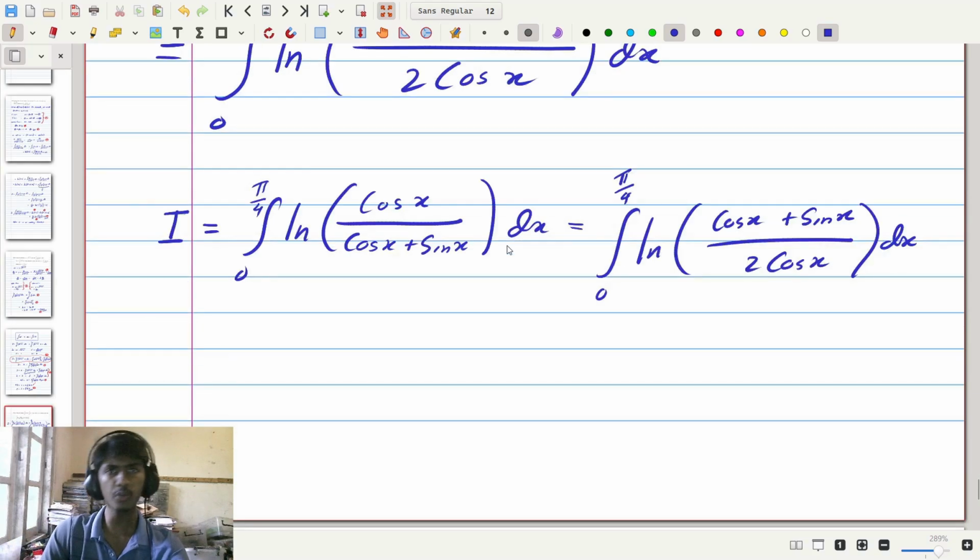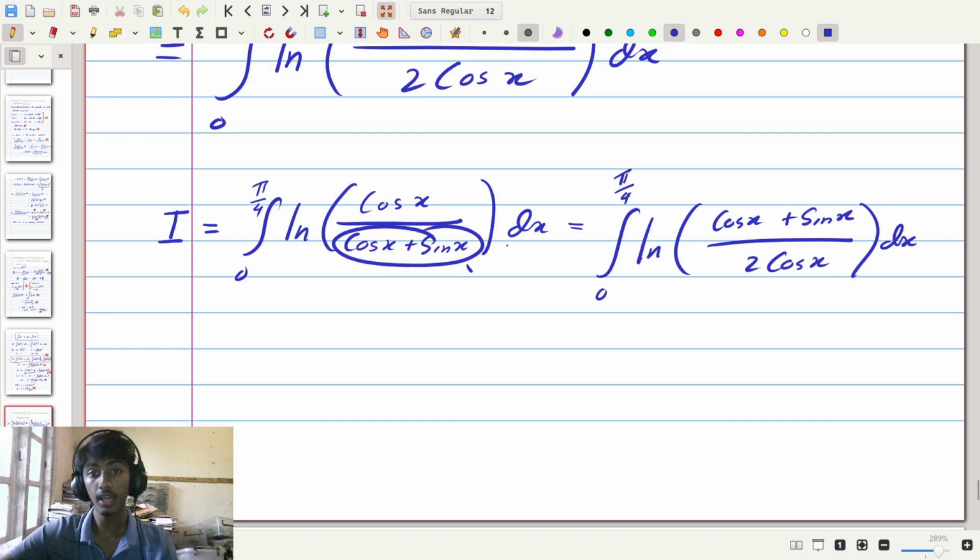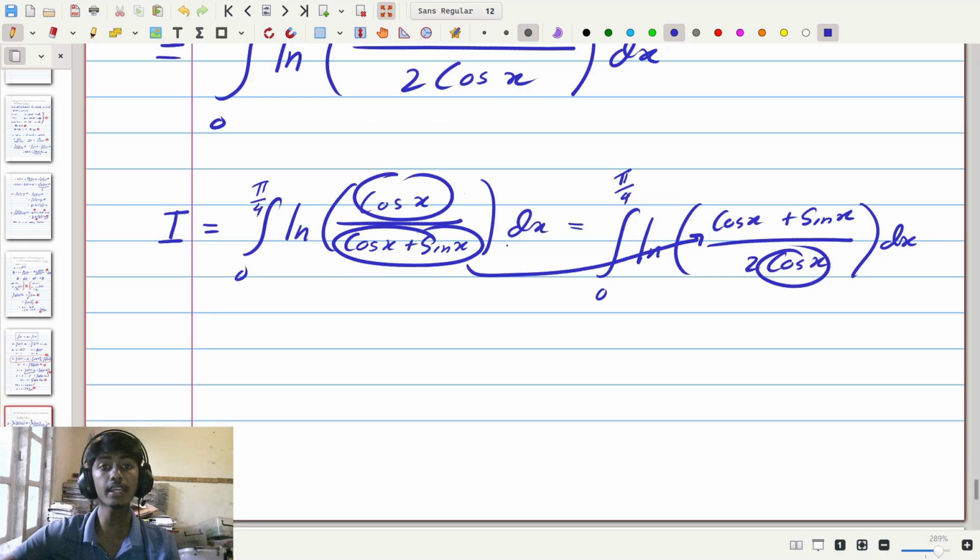Now considering these two integrals, we can see they are very similar to each other. Same exact limit, of course same exact variable, and on the inside natural logarithm, but what changes is what's inside of the logarithm. In the first one we have cos x divided by cos x plus sin x, but the second one, instead of having this cos x plus sin x on the bottom, has it on top, and at the bottom it has cosine of x, while here we have it on top.